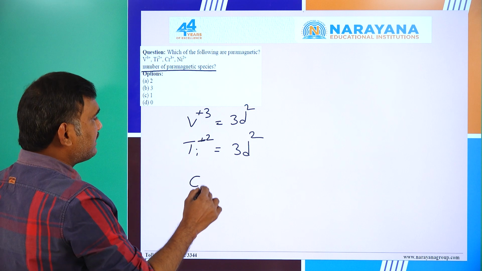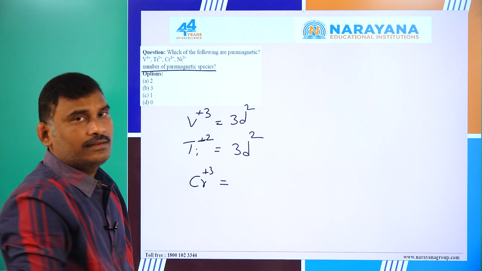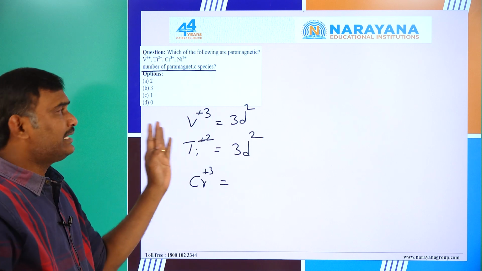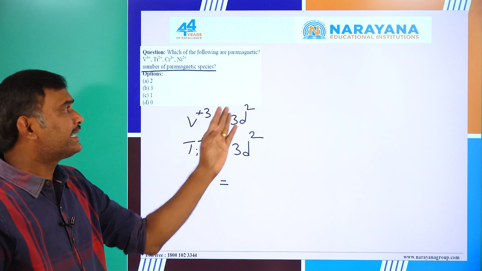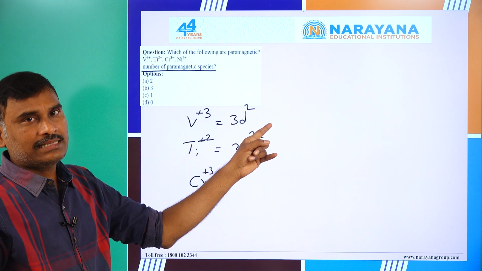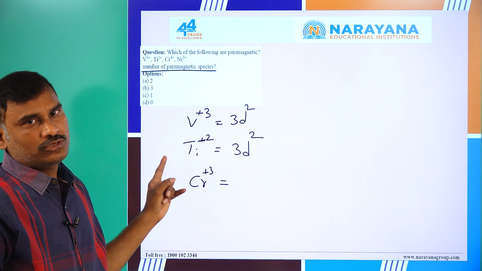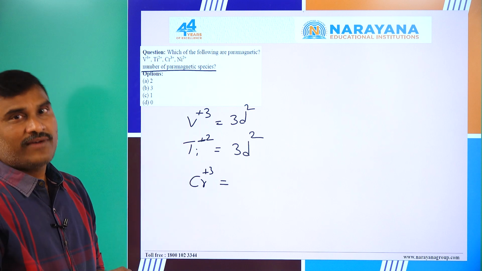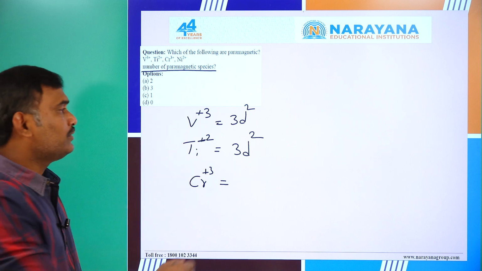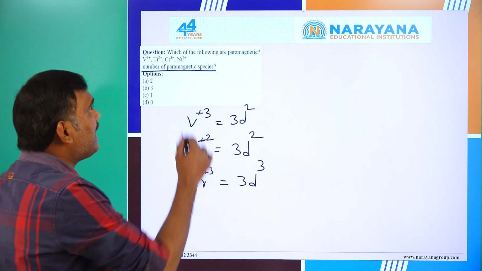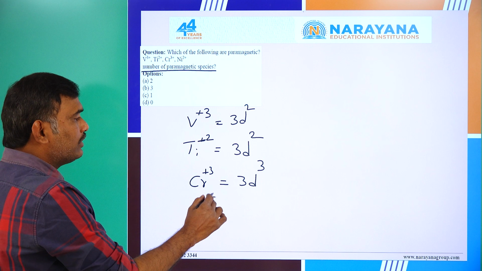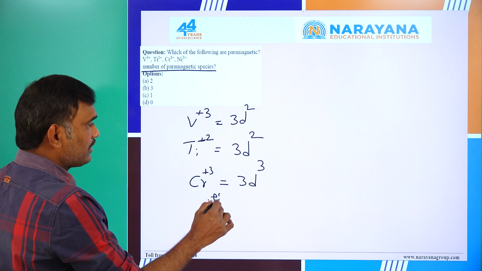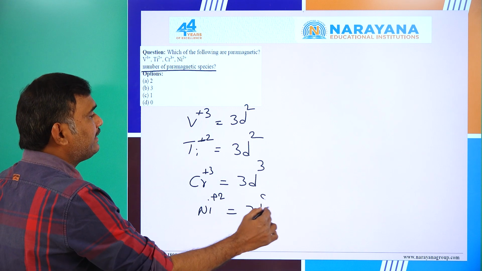Now chromium plus 3. Vanadium is 23, which means the electron configuration is 4s2 3d3; for vanadium plus 3, 3 electrons are out, that is why 3d2. Titanium is 22, that is 3d2 4s2, and again 3d2. Chromium plus 3 is 3d5 4s1; after losing electrons it becomes 3d3. And nickel is 3d8 4s2; nickel plus 2 is equal to 3d8.